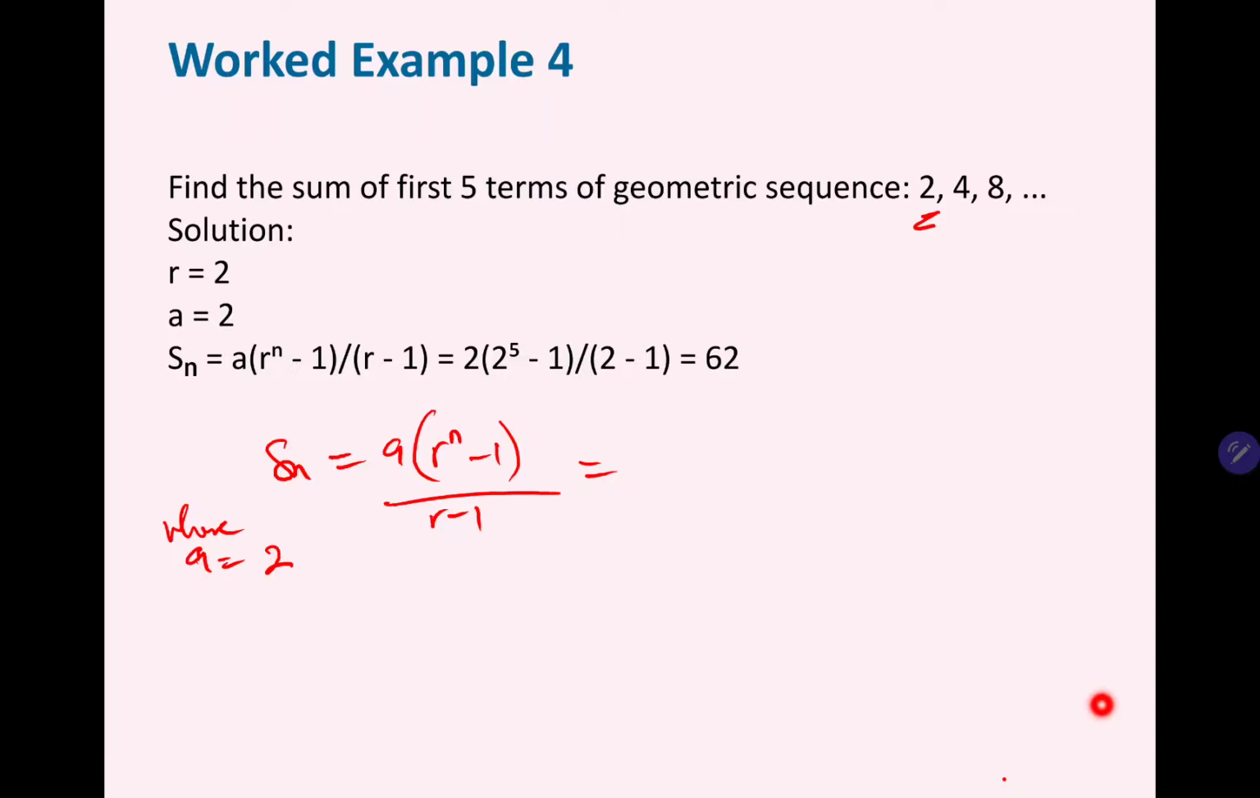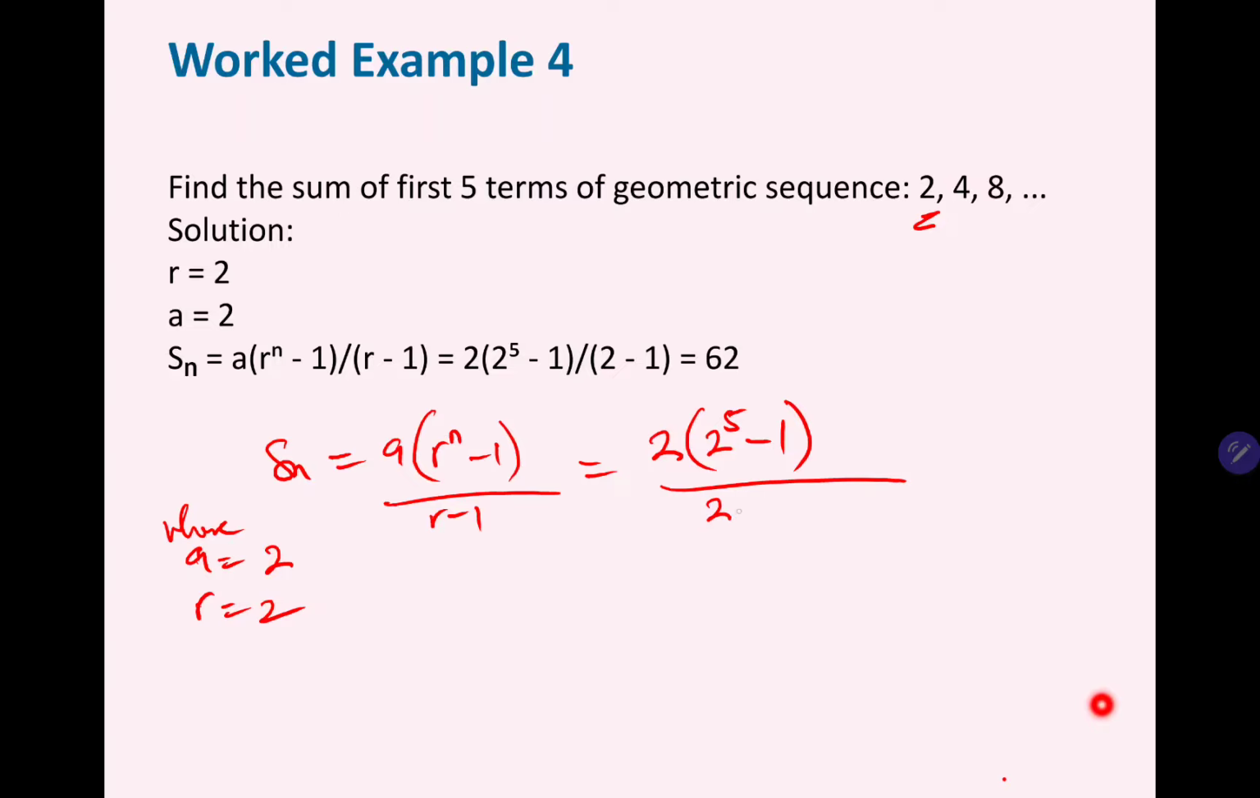The common ratio is gotten by dividing, remember. So we say 4 divided by 2 is 2. The common ratio is 2. 8 divided by 4 is 2. So you know it is common in the sequence. So we have 2 times, in brackets, the common ratio 2 raised to the power what? How many terms are we looking for? S5. So raised to the power 5, minus 1, all over r minus 1.